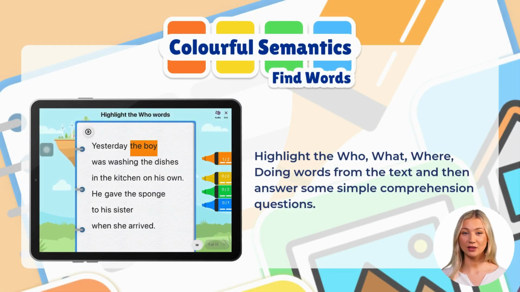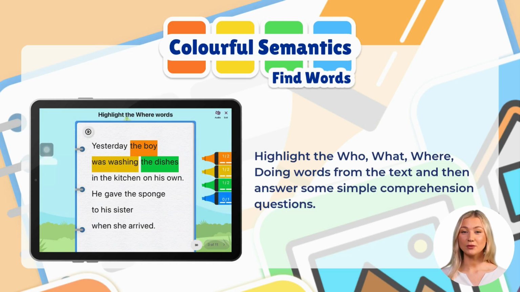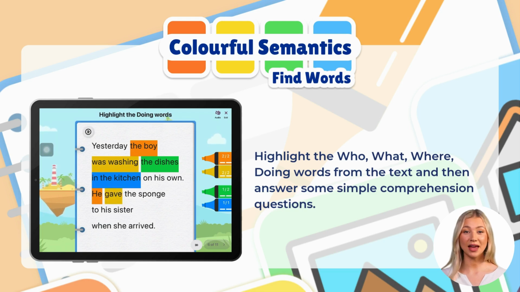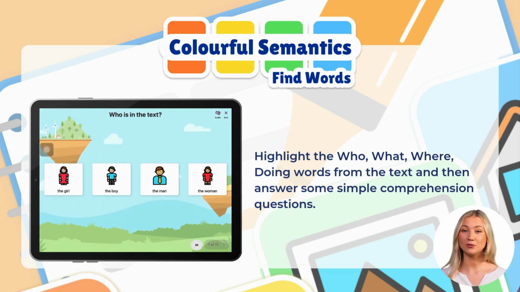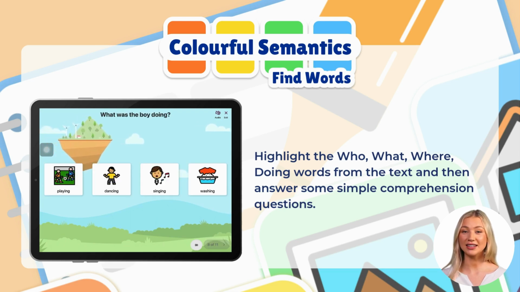Next up is Colourful Semantics Find Words. In this activity, a short piece of text will be displayed, and the user is tasked with finding and highlighting the who, what, where, and doing words using color-coded highlighters. There's even an option to add extra highlighters for words like who to, when, and how, which adds an extra layer of complexity for more advanced learners. After highlighting the words, the user can move on to comprehension questions to check their understanding of the text.